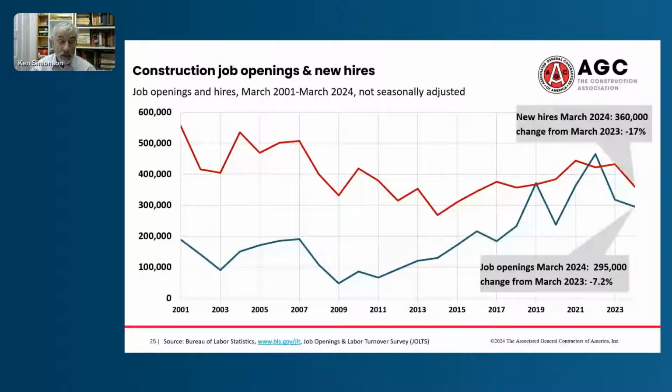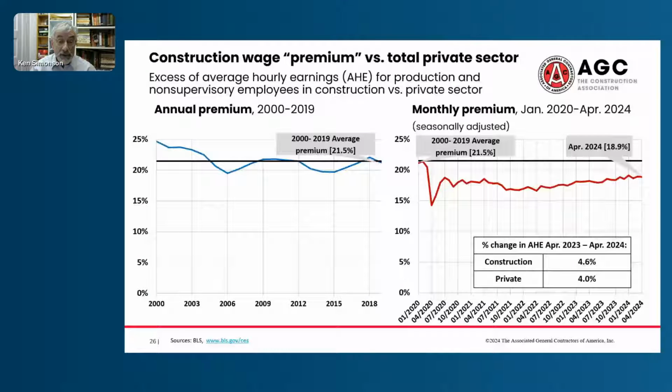Well, let's move on to construction wages. This is a series that comes out with the employment report, called average hourly earnings for production and non-supervisory employees. And it's a long-winded way of describing wages paid to most craft workers and office workers who aren't supervisors. From 2000 through 2019, average hourly earnings for production workers in construction were 20% or more greater than in the broader private sector.